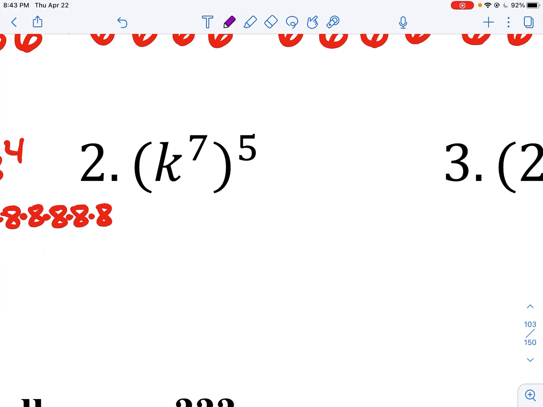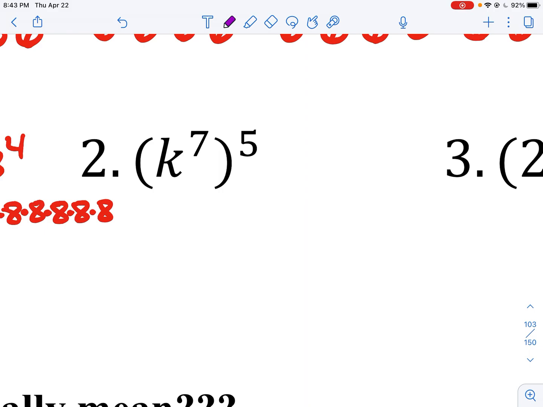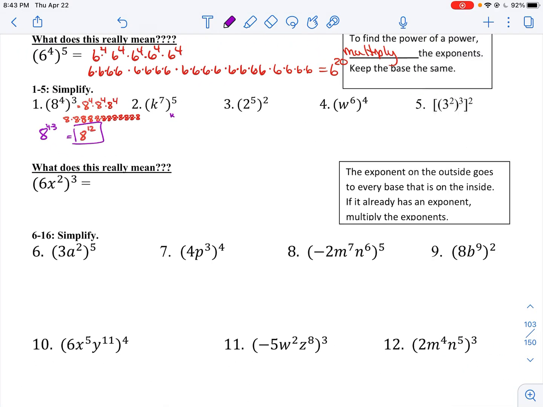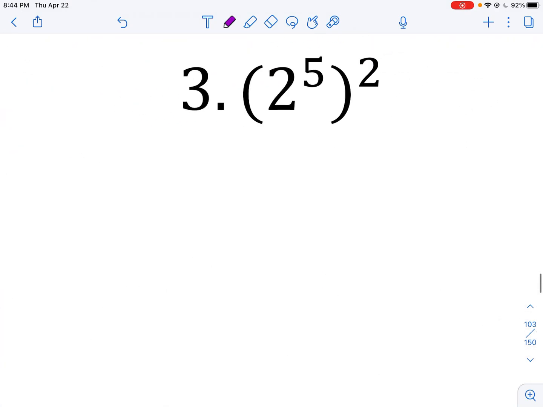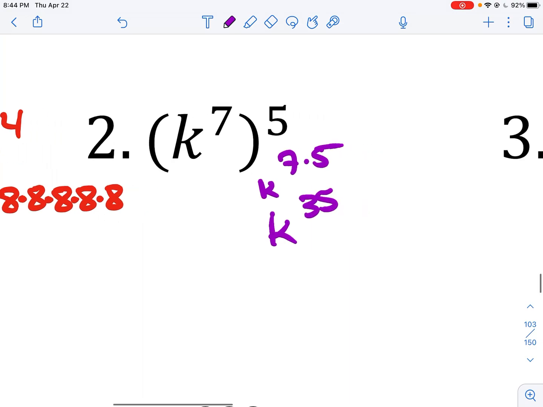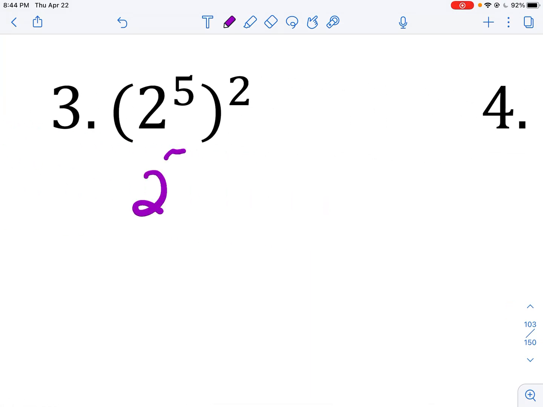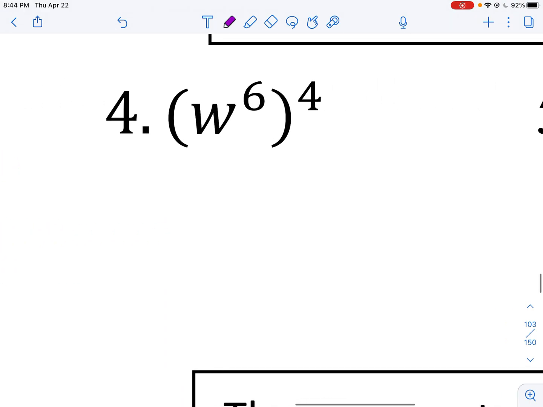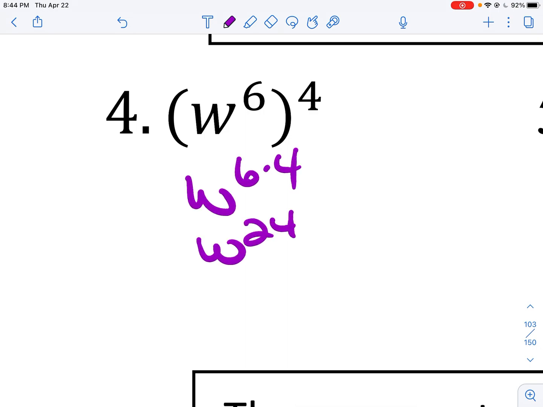This next one, do I really want to write all that out? I don't. I'm just going to multiply them. You would take 7 times 5, and you would get k to the 35th. You would take 5 times 2, and you would get 2 to the 10th. You would get 6 times 4, and you would get 24.